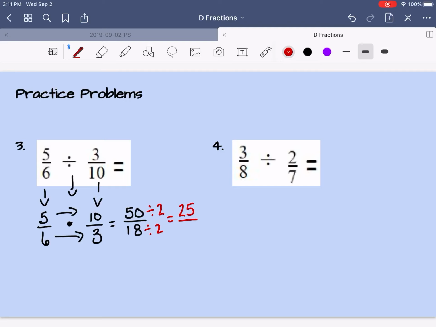50 divided by 2 is 25. 18 divided by 2 is 9. So I can keep 25 over 9 because that is reduced, or I can turn it into its mixed number form, which is 2 and 7 over 9. Either one is acceptable.